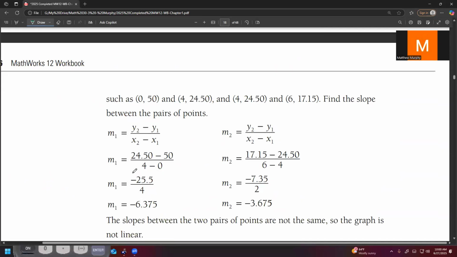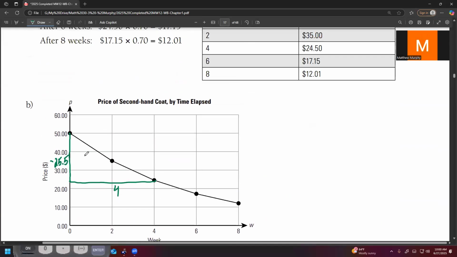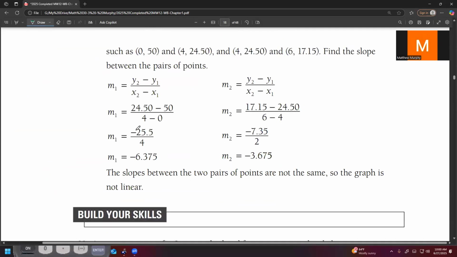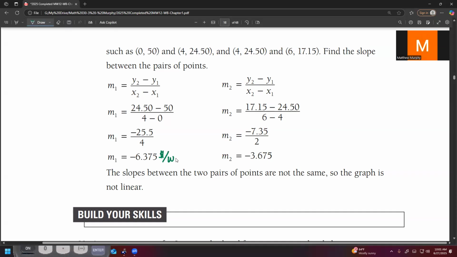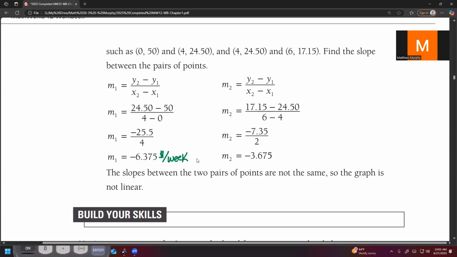Remember, if you want to just jump right to here, go ahead. If this stuff confuses you, just do it with measuring. Okay. And we're going to calculate the slope here, and you're going to get negative 6.375. So what that means is between those 2 points, the slope would suggest dollars per week that the price is going down by $6.375 per week.